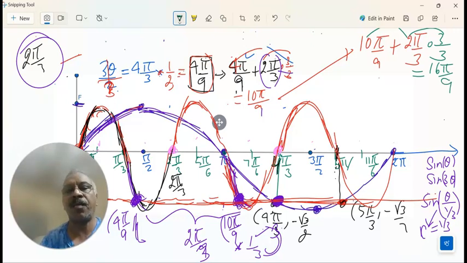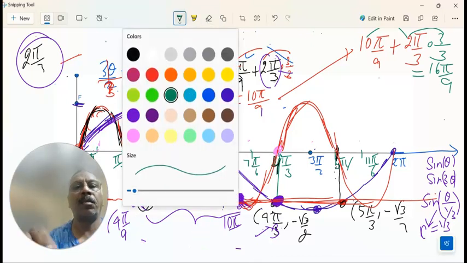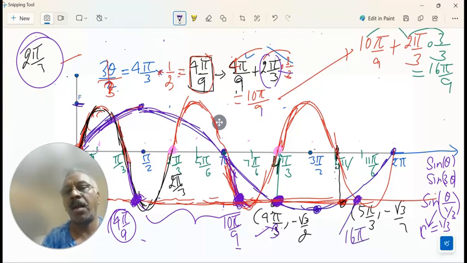Now, where is this 16 pi by 9? So this one was, so this was 4 pi by 9. Now you got 10 pi by 9. The next one is right here. This is that point. This one is 16 pi by 9.